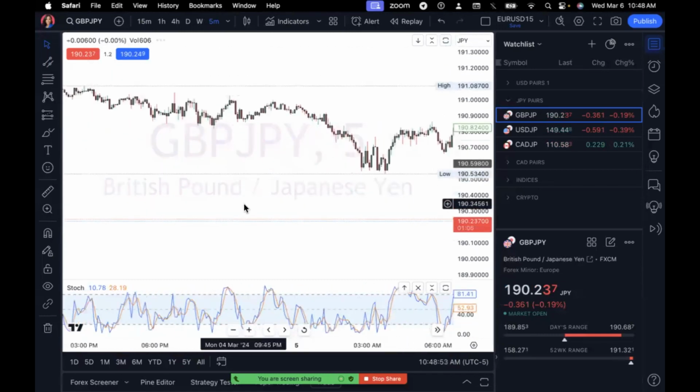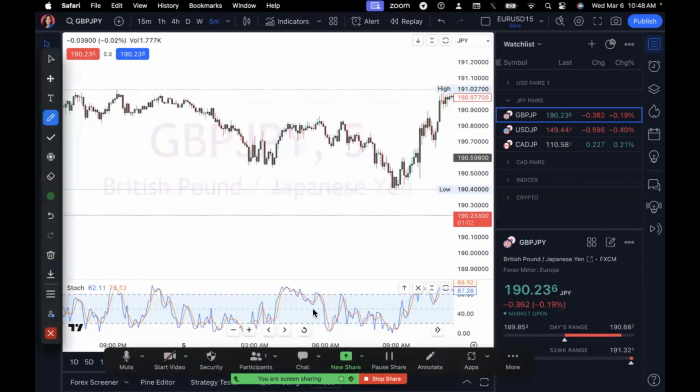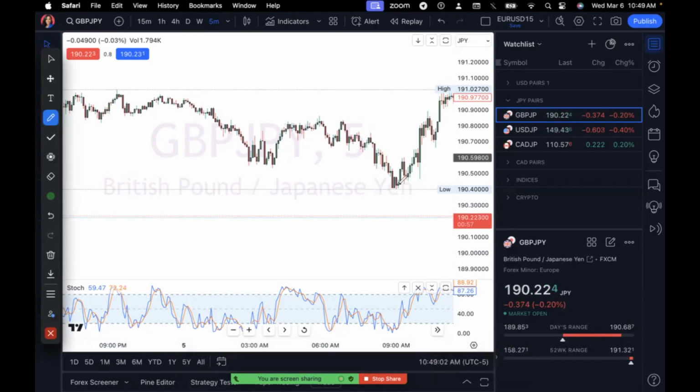And I'm just going to look back in the past and find another example. So here we have the demand area where it's coming off of a selling trend. We see those wicks tapping into the same zone, and then we also see the stochastic crossing up above 20, giving us a great demand setup.